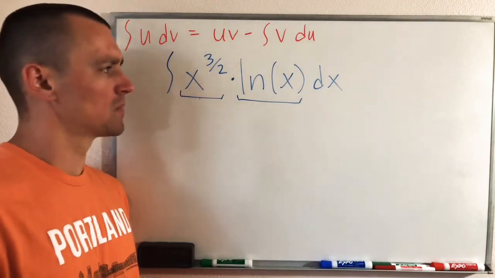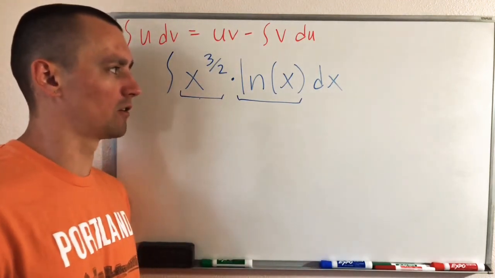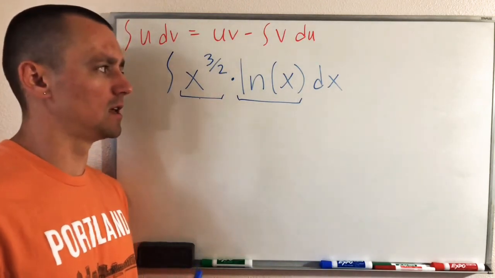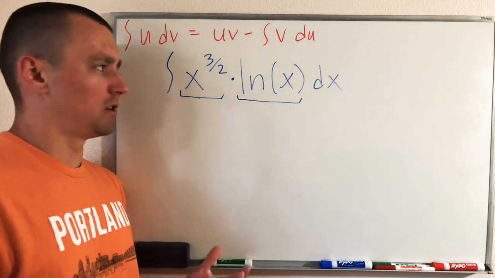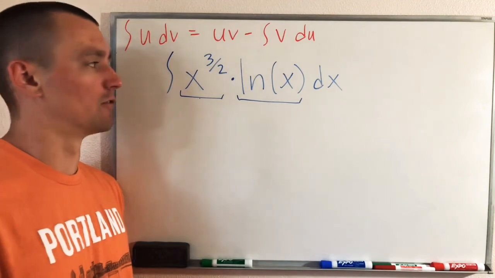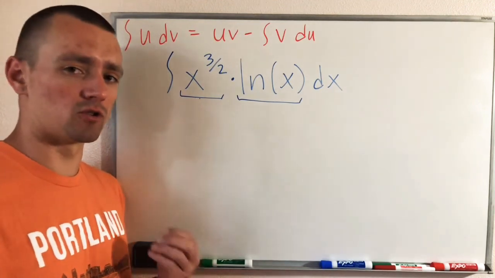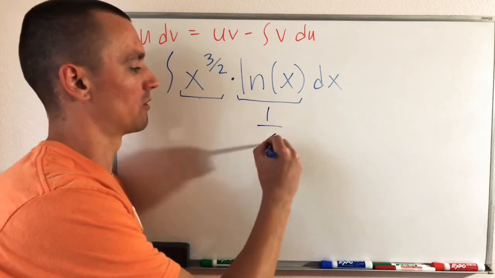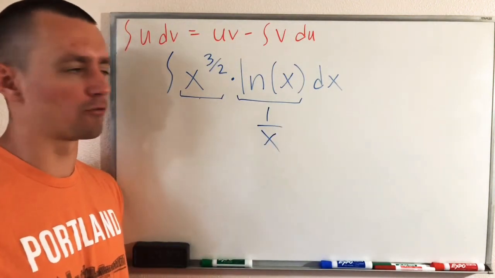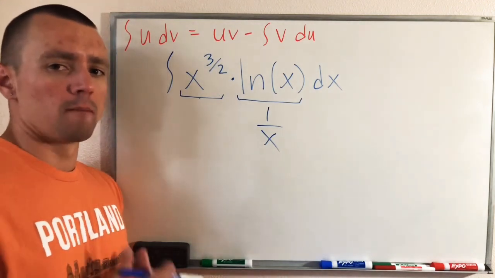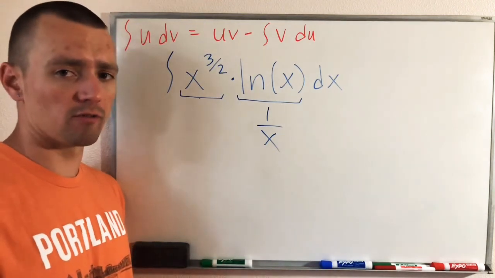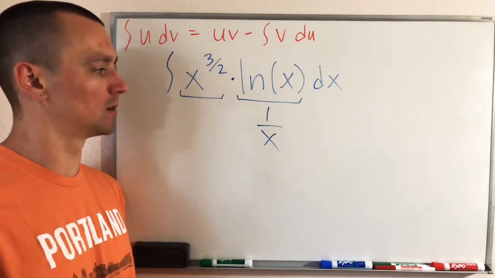But looking at this other term, natural log of x, taking the derivative of natural log x is going to be quite a bit simpler than taking the antiderivative, because the derivative of natural log x is just going to be 1 over x. This is a derivative you would probably want to memorize or put on your formula sheet. If we try to find the antiderivative of natural log x, it's going to be quite a bit more complicated.